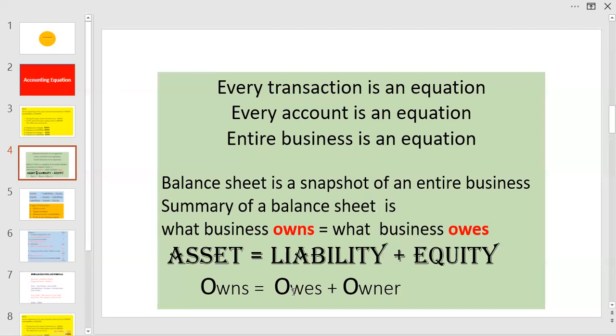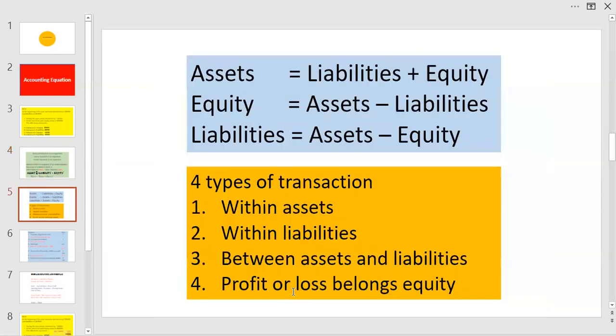This is what is popularly known as accounting equation. Among students, they call it 3 O's: owns equal owes plus owner. All equations can be presented in different formats, but the ultimate meaning will remain same. As you see, accounting equation can be assets equal liabilities plus equity, equity equal assets minus liability, liabilities equal assets minus equity. It is important to note with every transaction, the accounting equation will get affected and it will be changed, but it will be balanced.